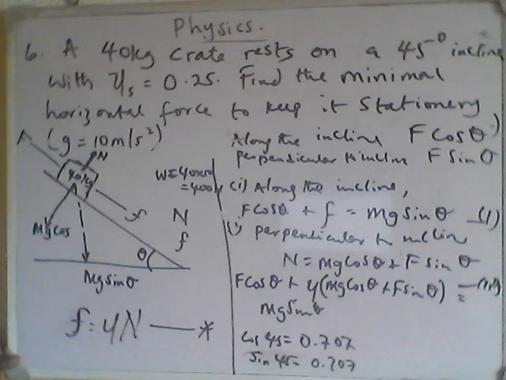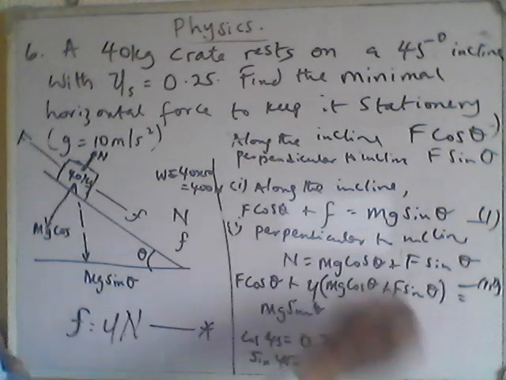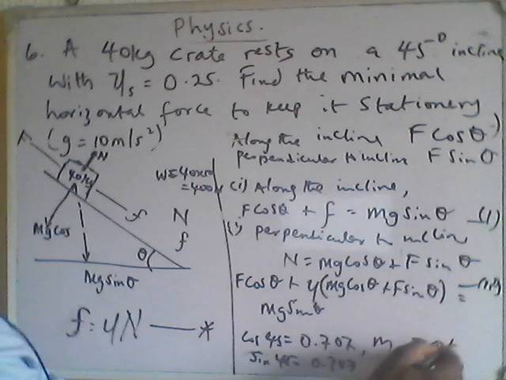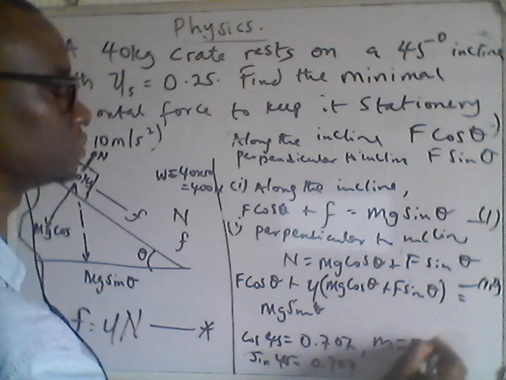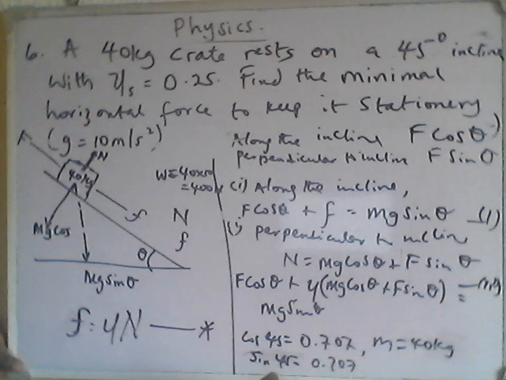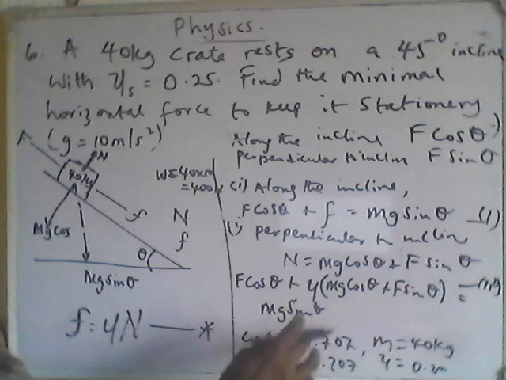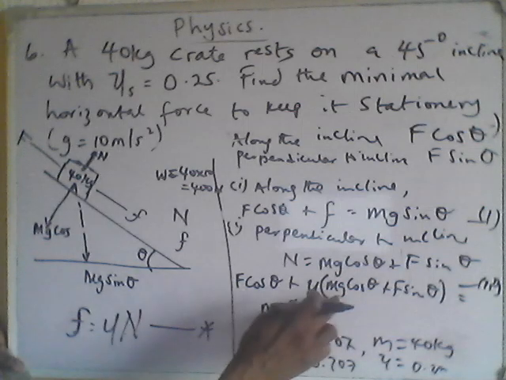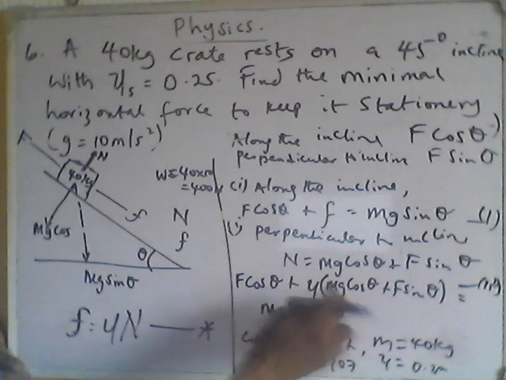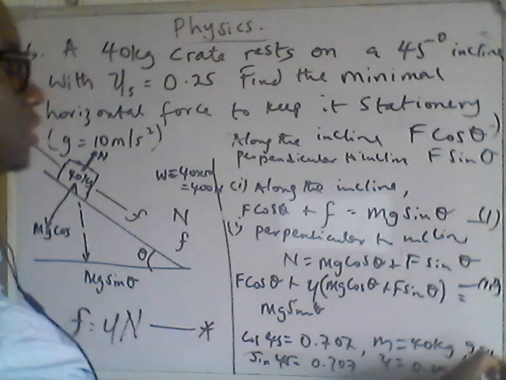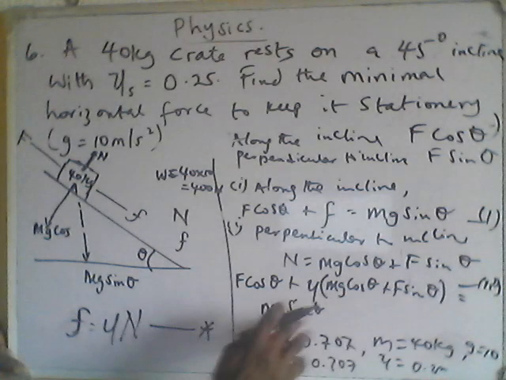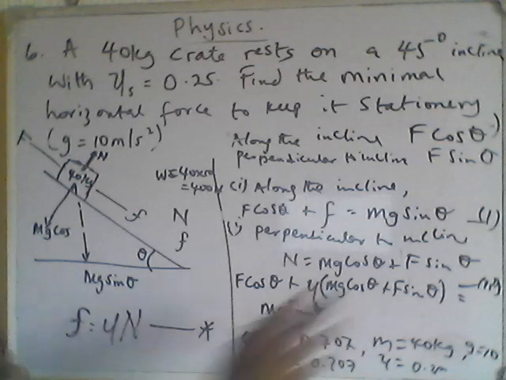Then what again do I need? I need my mass. My mass in the question is given as 40 kg. What else do I need from my question? I have my mu from the question as 0.25. I have mu, I have mass, I have gravity. Gravity is 10. What else? So what I have left is to find f.